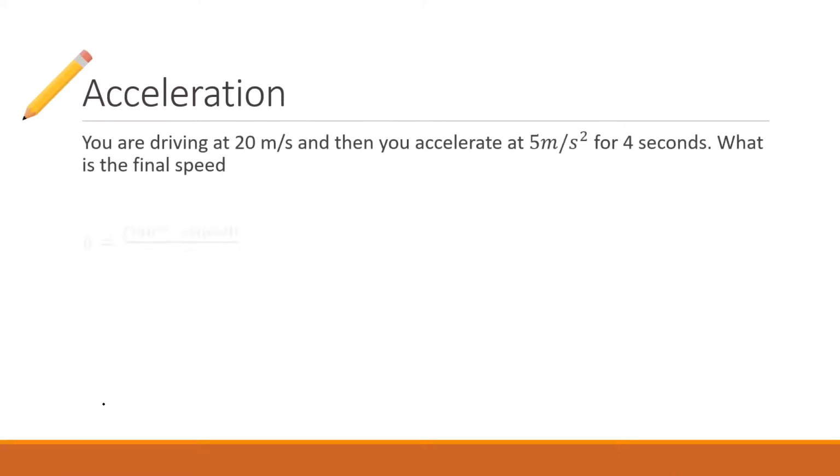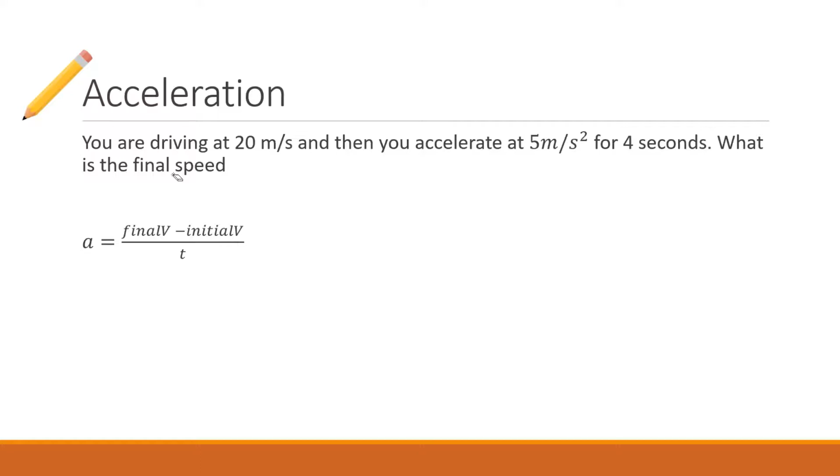You are driving at 20 meters per second, and then you accelerate at 5 meters per second squared for 4 seconds. What is your final speed? You're driving at 20. If you accelerate, are you going to be faster or slower at the end? Faster. So you want to work out what your final speed is.